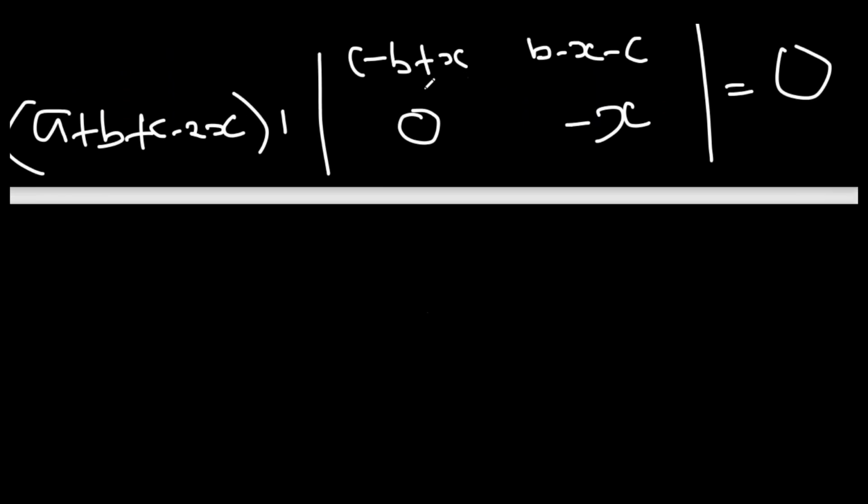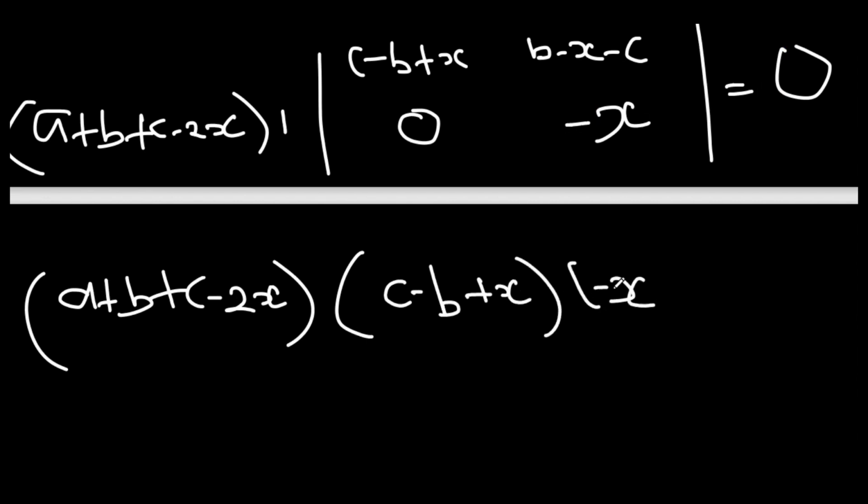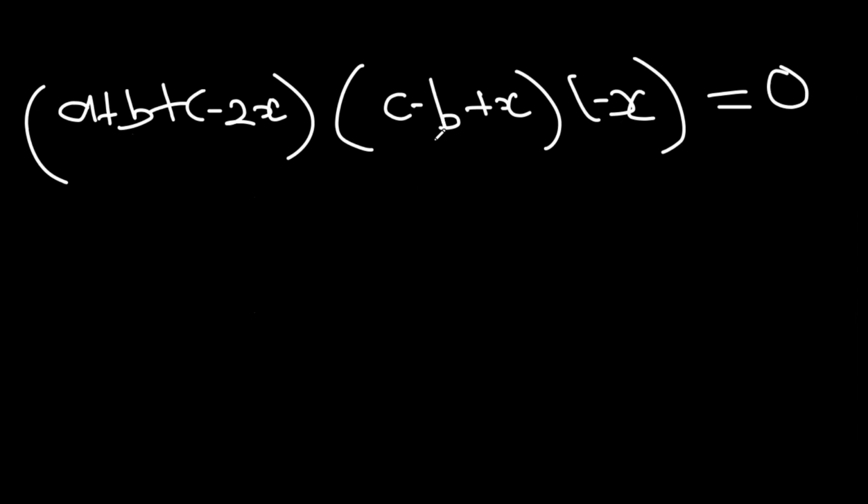And then here we can multiply this. So we're going to have a plus b plus c minus 2x. And then I'm multiplying this by this guy multiplied by this minus this guy multiplied by this to find the determinant. So this is going to be c minus b plus x, multiplied by x minus x there, and then this should be equals to 0, because 0 multiplied by this is just going to give me 0. And then from here we see that we can find the value of x. So we can get this guy, find the value of x, get this guy, find the value of x, get this guy, find the value of x.